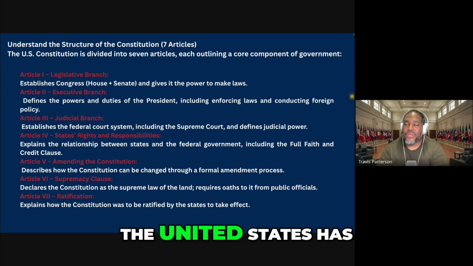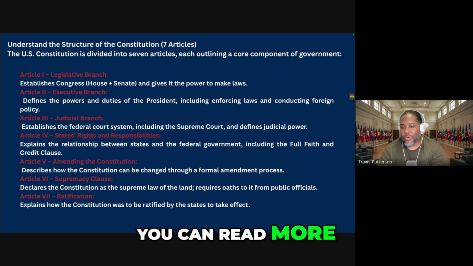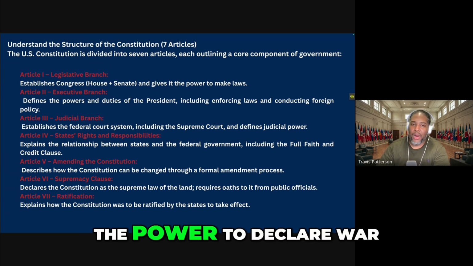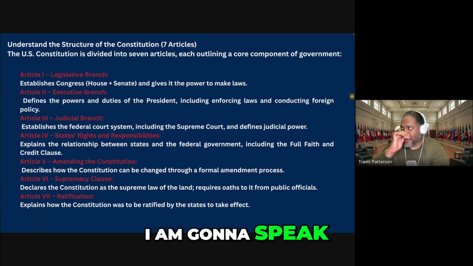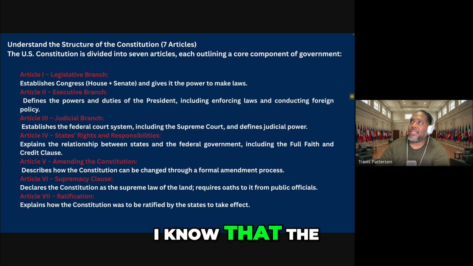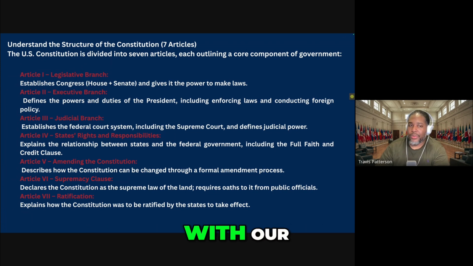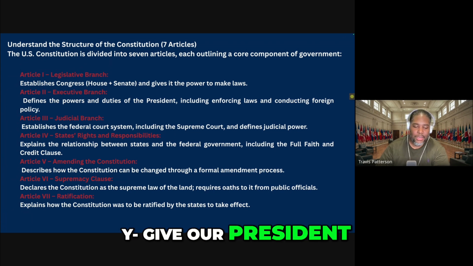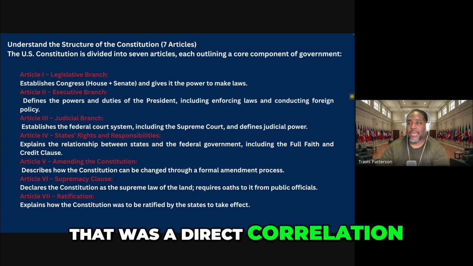Over the past weekend, the United States has officially gone to war with Iran, and you can read more about that. As is relevant, which article gives Congress the power to declare war? And the answer is Article 1, which is Congress. I know that the New York Times, the BBC, and so many different outlets are reporting on what's happening in real time, and some people are saying, did Congress give our president the authority? I will go and find out. That was a direct correlation.